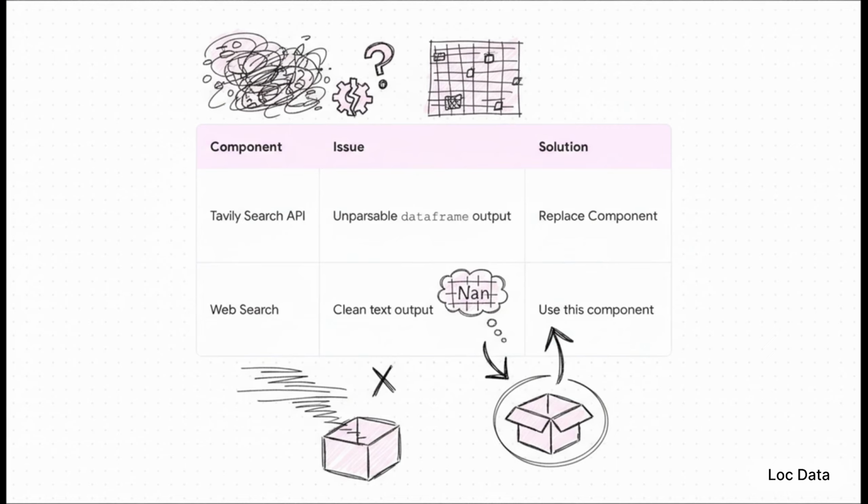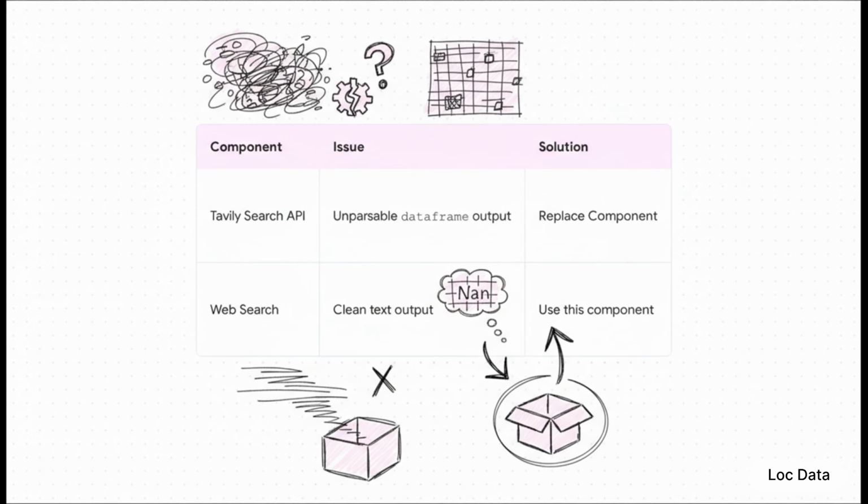So, what went wrong? Why did it fail? Well, it turns out that Tavily tool was sending back data in this complex format that our agent just couldn't understand. It was basically like trying to read a language it doesn't speak. But the solution? It's actually really simple. We just swap it out for a different component called web search. This new tool sends back plain, simple text, a format our agent can easily read and work with.